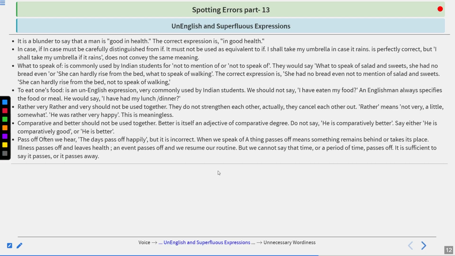"Pass off." Often we hear these days, "passed off happily." But it is incorrect. When we speak of a thing passing off, it means something remains behind or takes its place. Illness passes off and leaves health. An event passes off and we resume our routine. But we cannot say that time or a period passes off. It is sufficient to say it passes or it passes away. I hope you have understood.